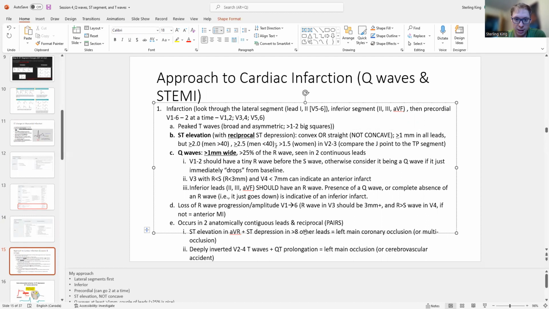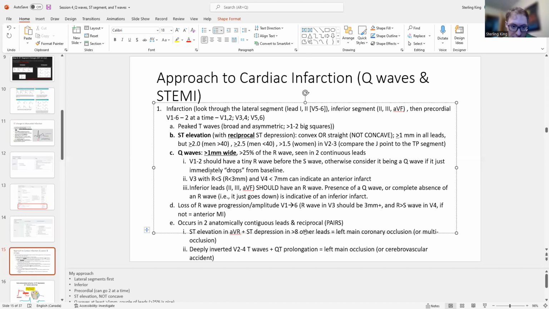Usually it's about a box wide. In some areas it's a little bit different, but that's specifics. This is a box high for an ST elevation. So comparing the PR to that change in direction before the T wave, that's your ST. Q waves, it's about a box wide, a box deep. There are some other criteria. In V1, 2, when you're going through the precordial leads and the R gets higher and higher, they should have a tiny R before the S wave. Otherwise, if it goes straight to what looks like an S wave, it's actually a Q because the R is gone.